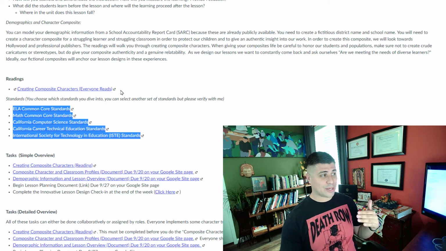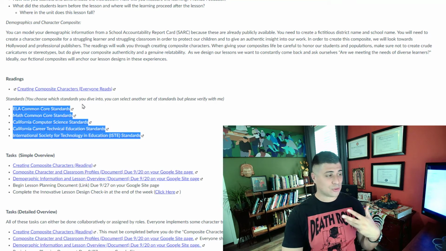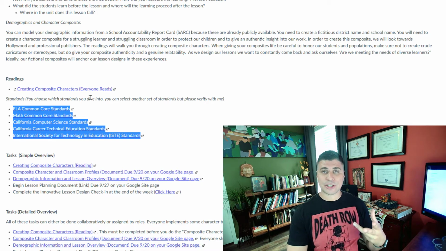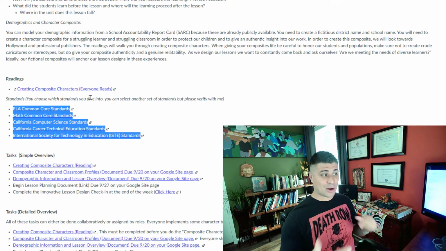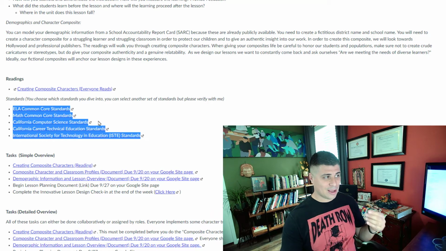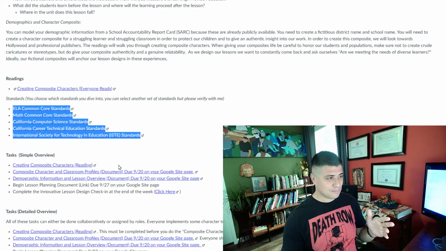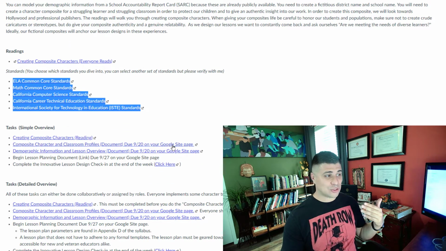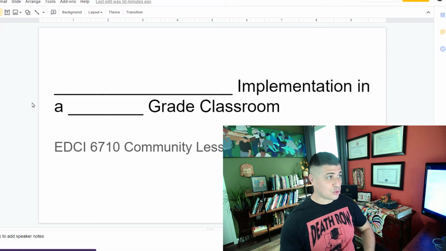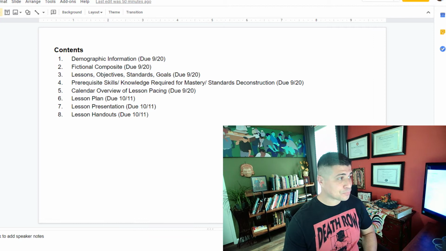Now, as we hop into it, we are also going to have to get creative with how we share this information, because this information will be public. We don't want to be sharing information about our own students in that process. So we're going to be doing a character composite, and the reading goes through that. And what you actually have to do for this week, it's all going to be here in the link in the Google slide. You can make a copy of this slide.